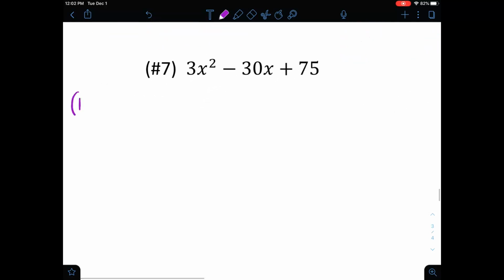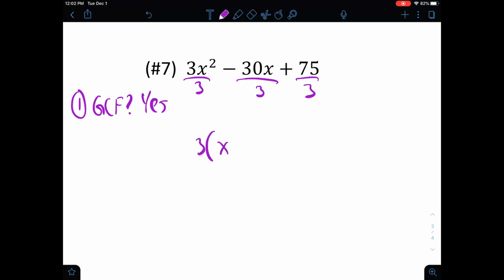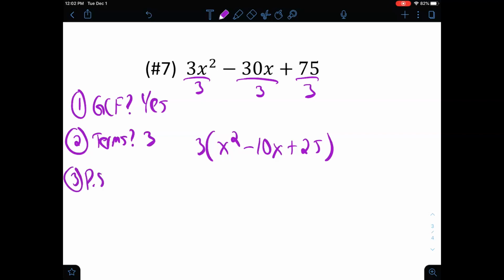Home stretch. All right. Step 1, GCF. Yes. Which is 3. So it's going to be 3 times x squared, divide everything by 3, minus 10x plus 25. Step 2, terms. That's also a yes. It's not a yes, sorry, it's 3. The terms are what's inside the parentheses there. We have 3 terms.